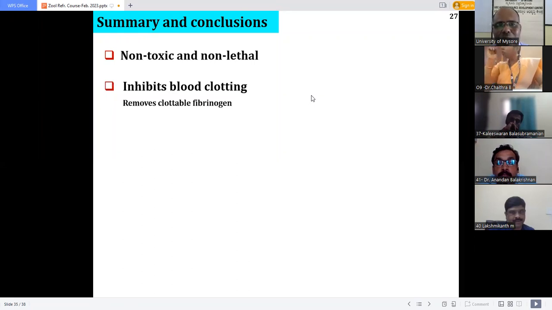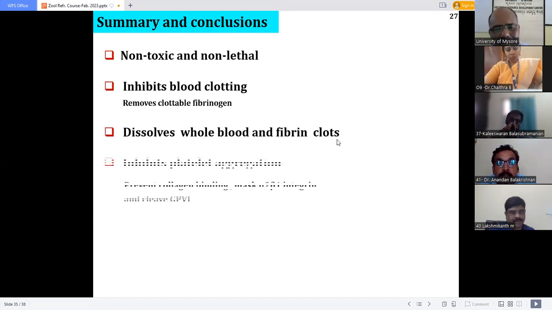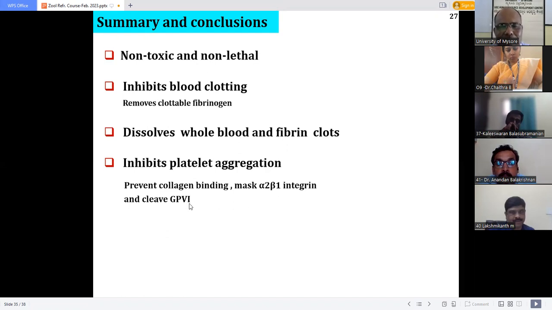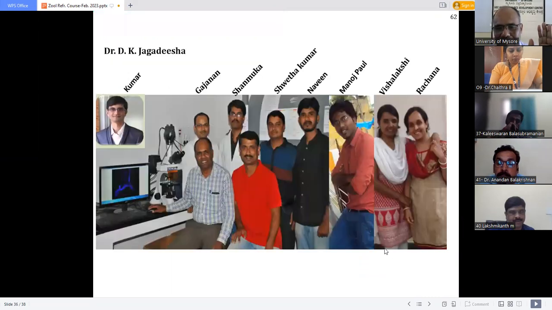Metalloprotease inhibited blood clotting, removes clottable fibrinogen, dissolves whole blood as well as fibrin clots, inhibits platelet aggregation, prevents collagen binding, masks alpha-2 beta-1 integrin, and cleaves glycoprotein 6. As a result, it's an important candidate to explore as a drug candidate to treat CVDs or stroke. You can use this conveniently to treat CVD and stroke after proper further study.